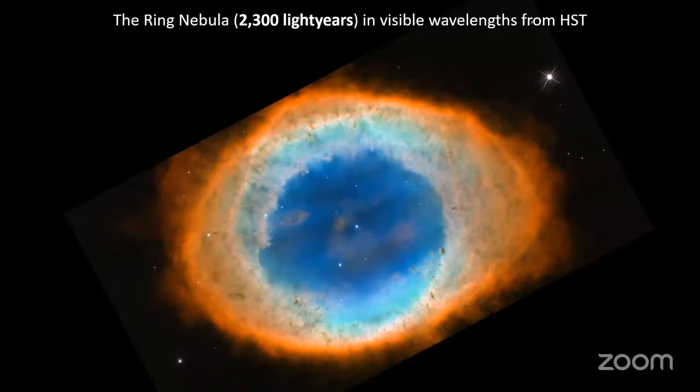If we move a little further away, say a couple thousand light years away, we can move to something called the Ring Nebula that's still within our galaxy. This is actually a visible light image from the Hubble Space Telescope of the Ring Nebula. In this picture, you can see a sort of ring-shaped structure of different colored gas.